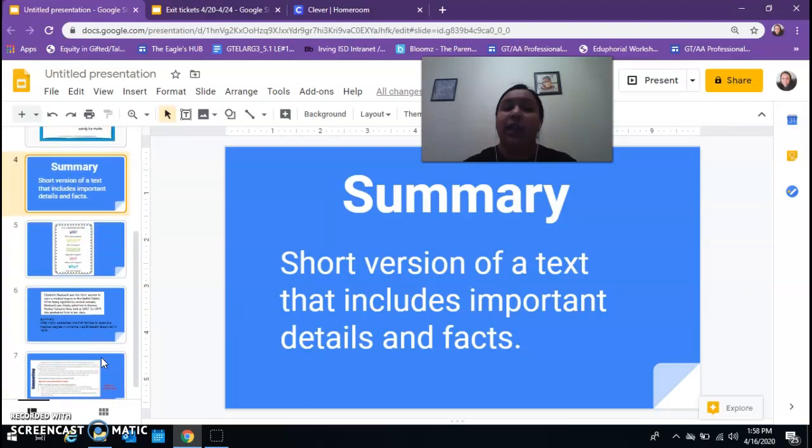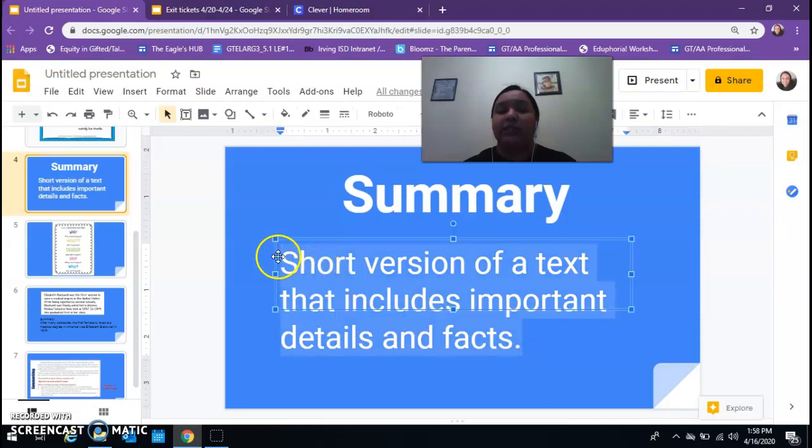So, summary. What is summary? So summary is a short version of a text that includes important details and facts. What? Well, if you didn't understand it, I want you to pause the video and read it to yourself and practice paraphrasing this. Paraphrase this text, this sentence, on your own. So pause the video and go ahead and do that on your piece of paper.